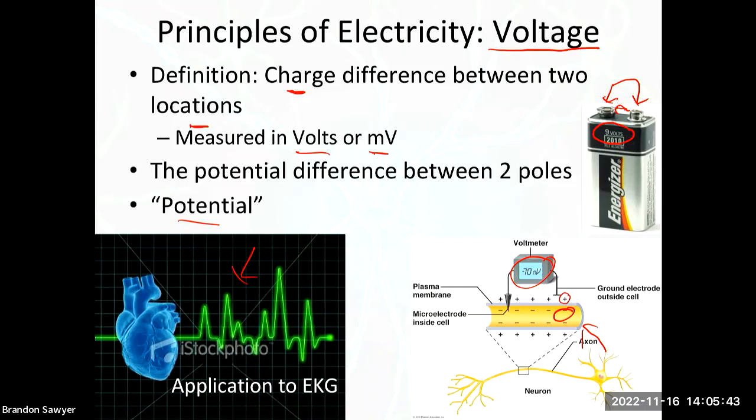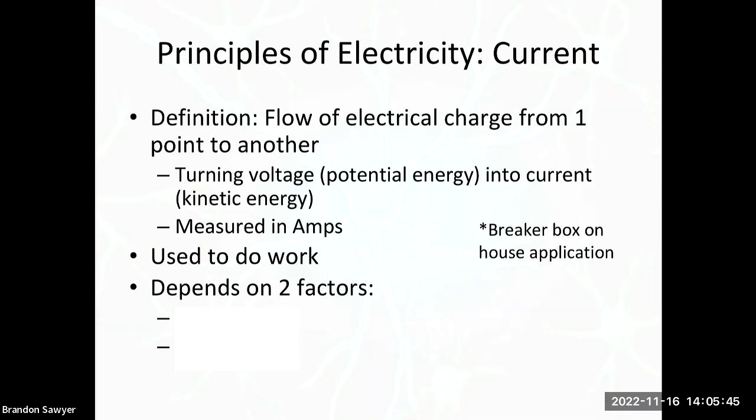Then if we take that and let that electricity actually flow from one side to the other, now we're talking about current, right? This is the kinetic energy of electricity. This is the flow of electrical charge from one point to another. So we can turn voltage, that potential energy, into current, which is kinetic energy. This is measured in amps.